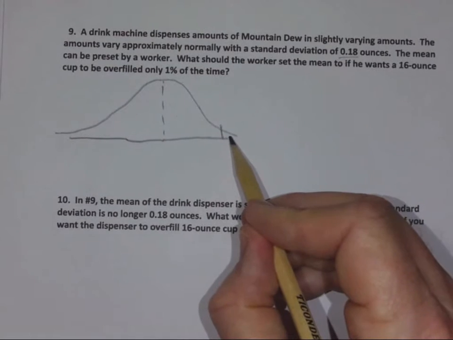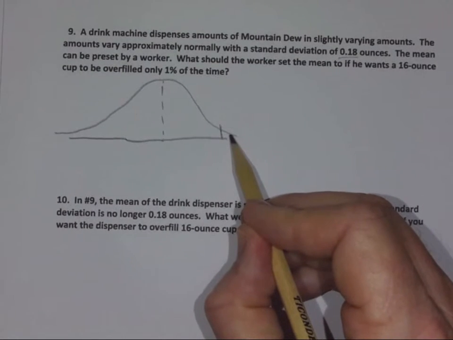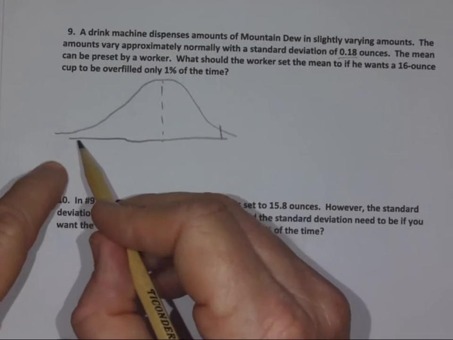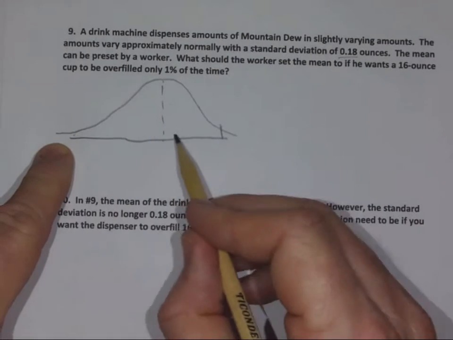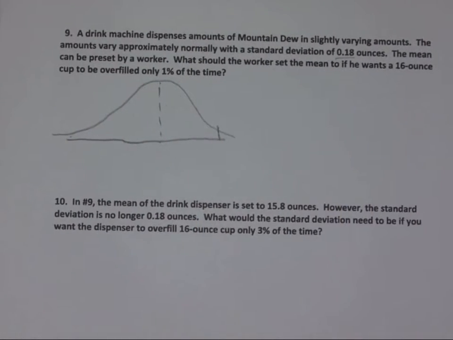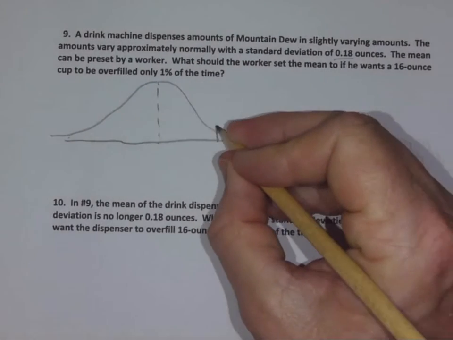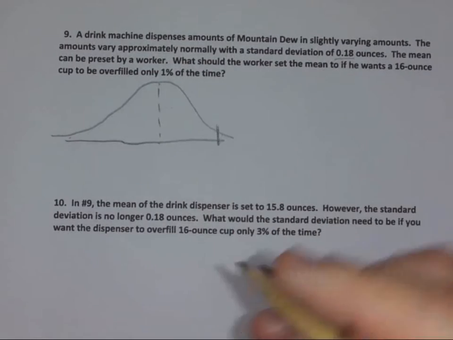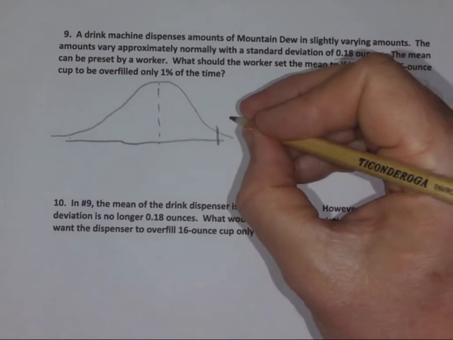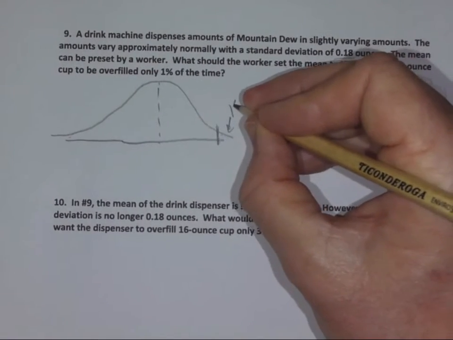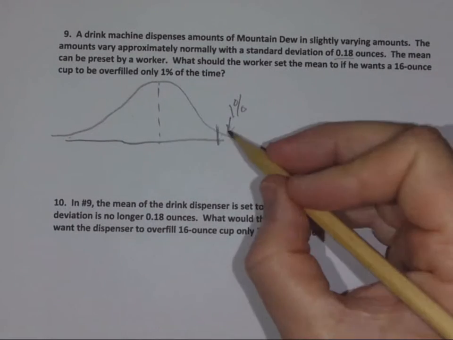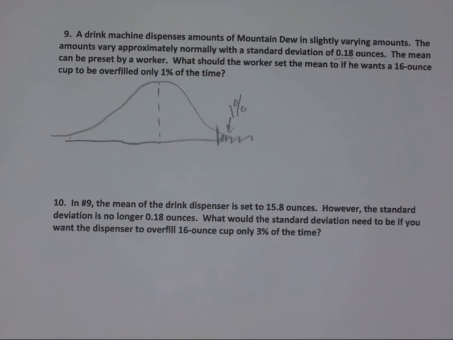Over here, it dispensed a lot of Mountain Dew. Over here, it dispensed not that much Mountain Dew, and most of the time, it's around this certain amount. But this represents when it goes beyond a certain limit, it's going to, in essence, overfill it. And it says we want to overfill it only 1% of the time. So overfills will only occur 1% of the time.